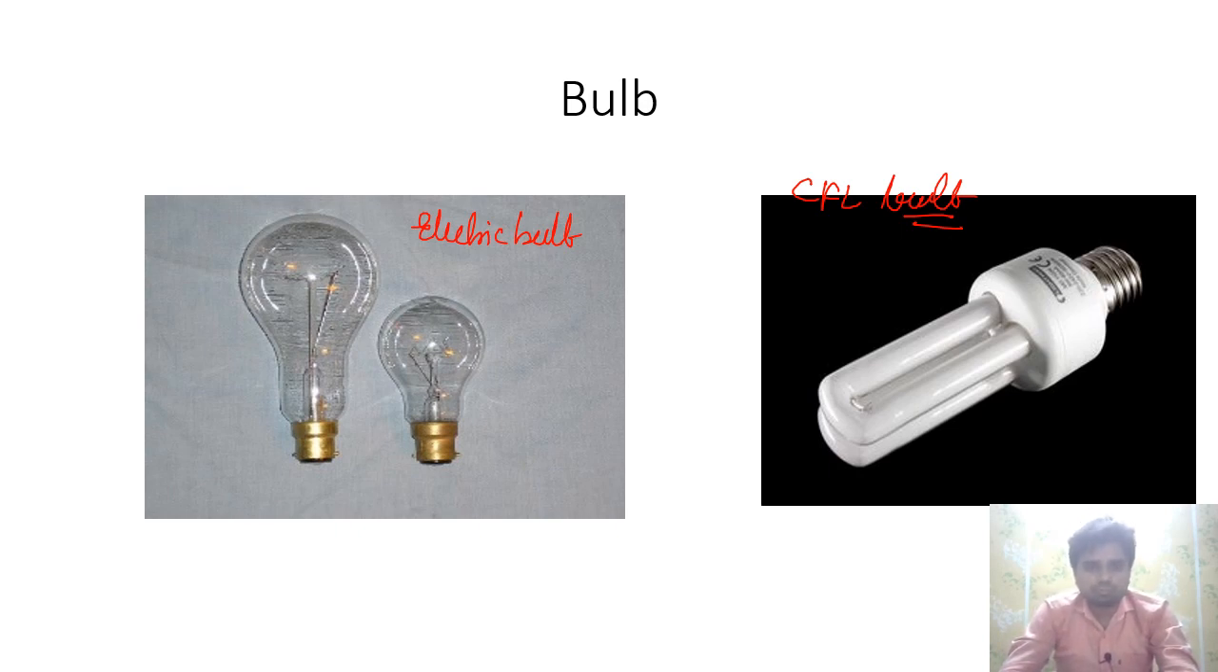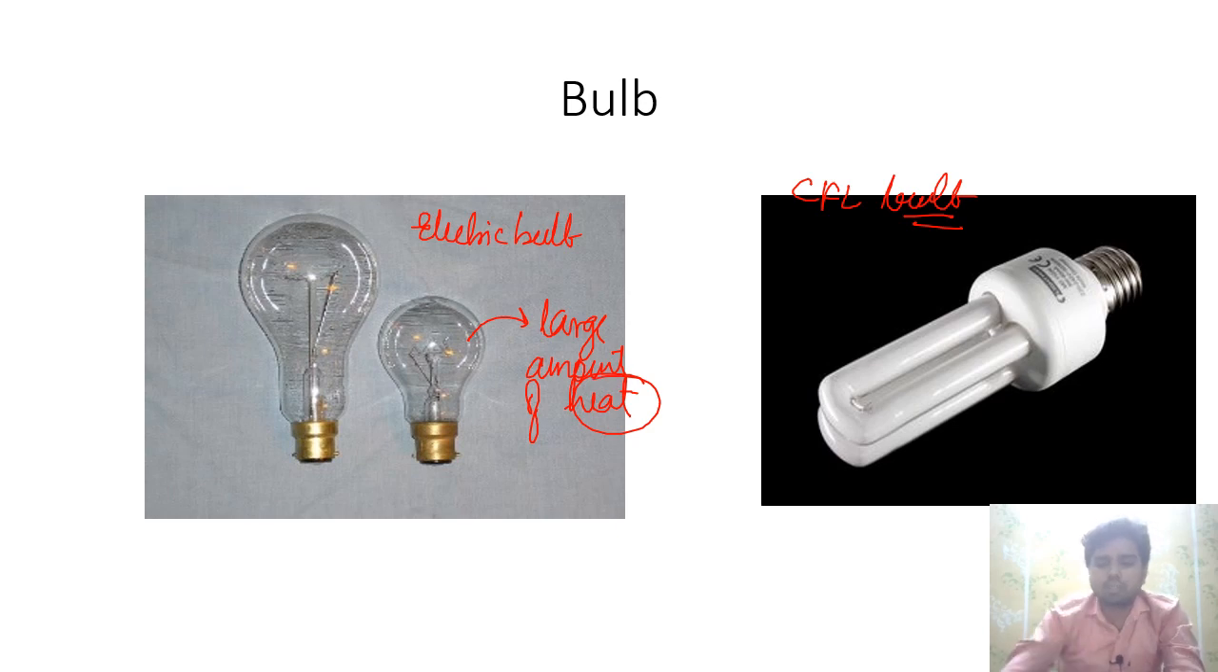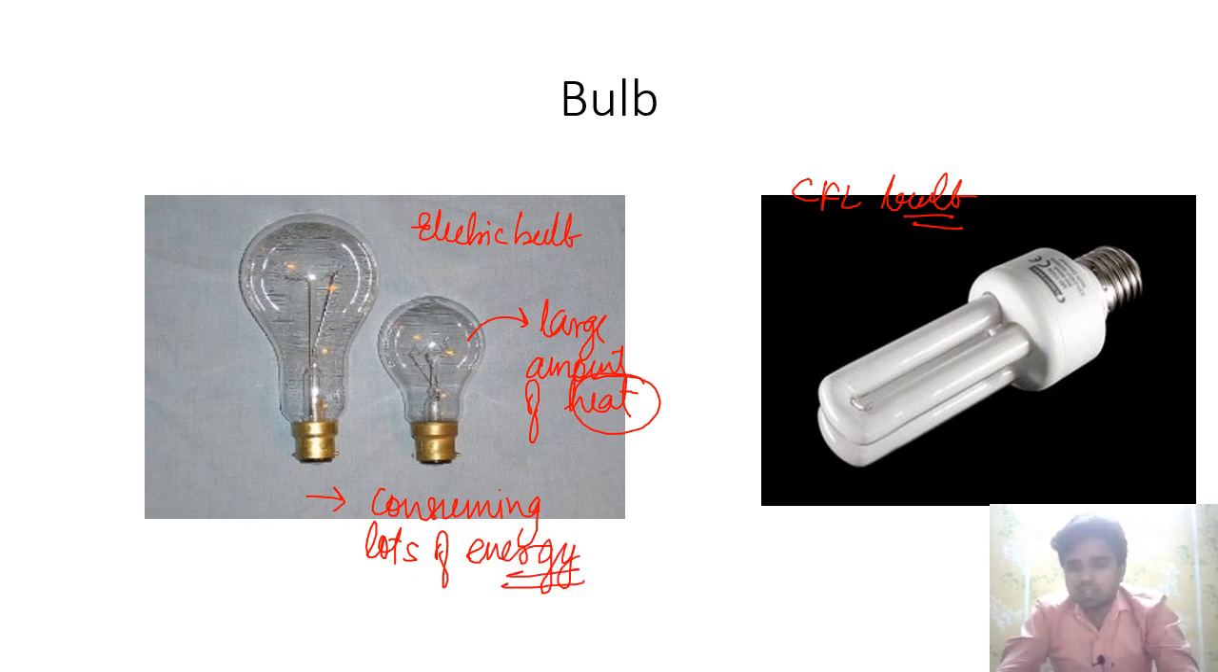So the large amount of heat released from this bulb was merely useless. And this heat was useless, and it was consuming, yes student, it is right that this bulb was consuming lots of energy. That energy was just being lost in the form of heat energy, and there was a big loss in the electricity department also for this. So what did the government do? They replaced this bulb with the CFL bulb.